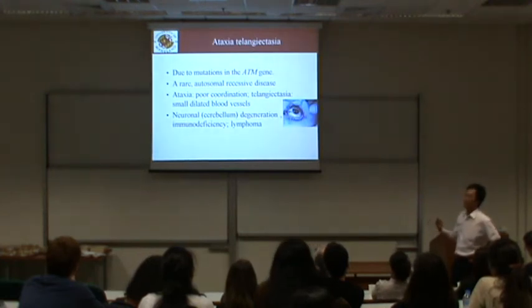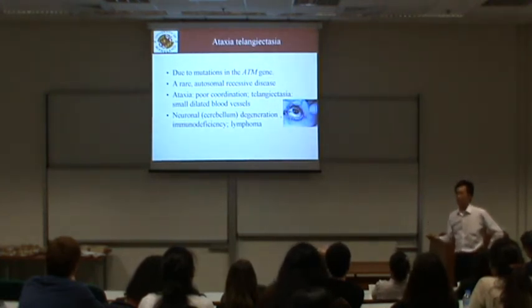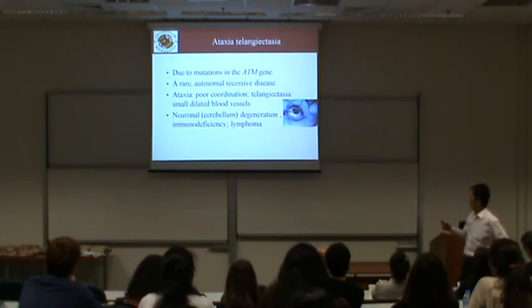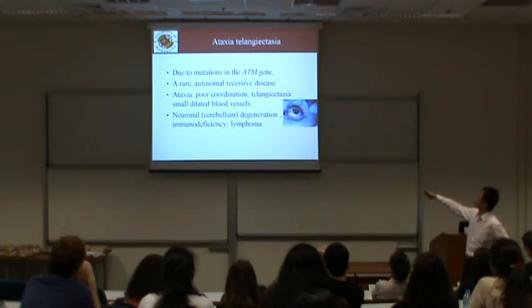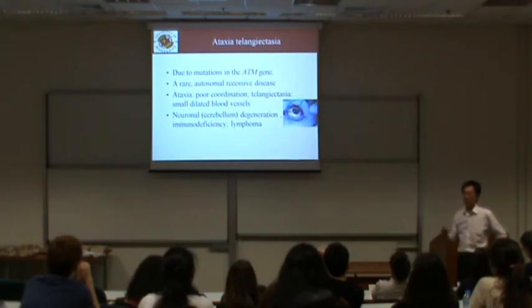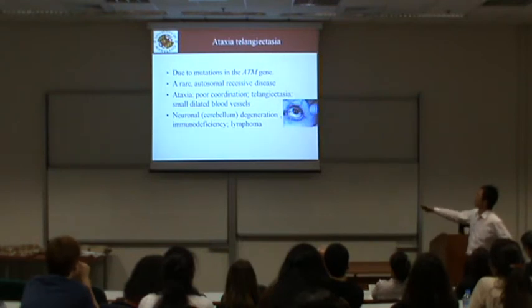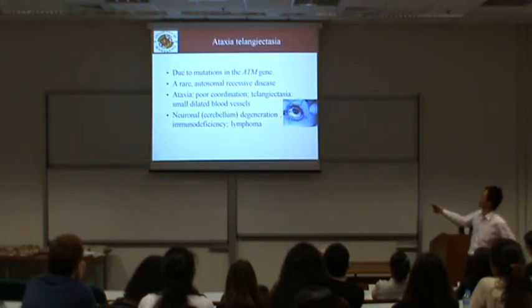ATM mutation can cause a genetic disease called ataxia telangiectasia. It is due to mutation of the ATM gene, and it is autosomal recessive. That means you need to have two alleles mutated, and then you will see the phenotype, ataxia telangiectasia.